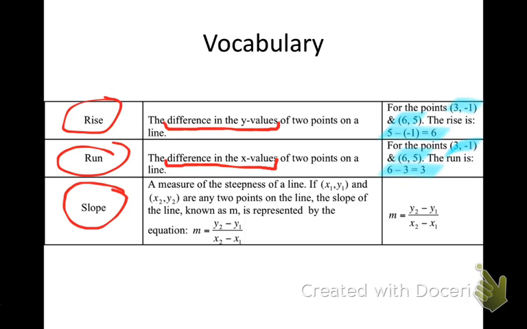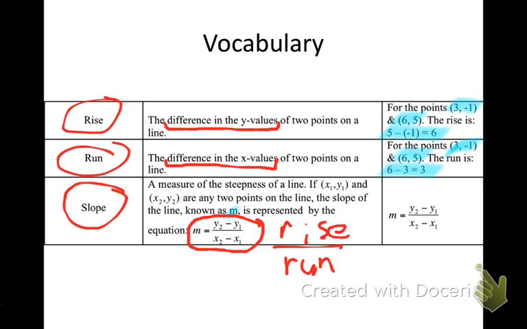Slope is a measure of the steepness of a line. And if x1, y1, and x2, y2 are any 2 points on the line, the slope of the line, known as m, it's always m, is represented by the equation m equals y2 minus y1 over x2 minus x1. Okay, it's the change in y over the change in x, also denoted as rise over the run.